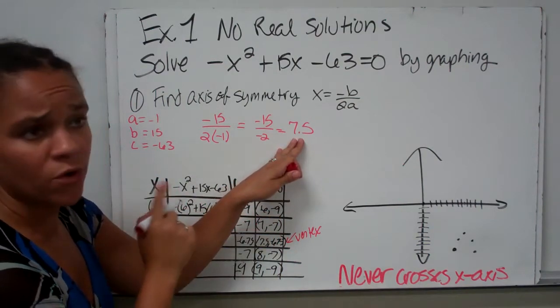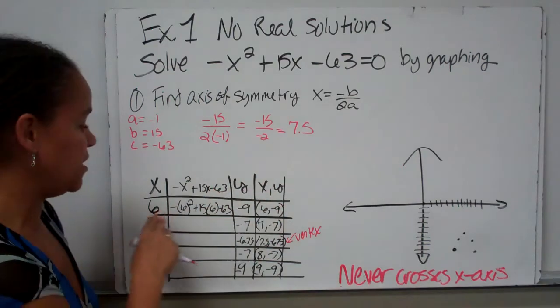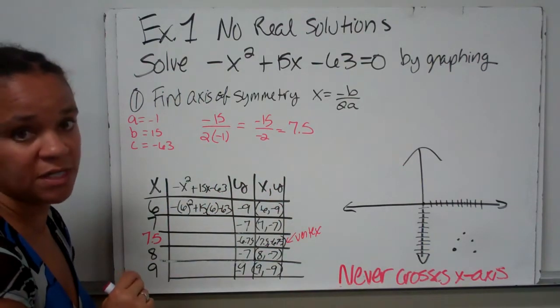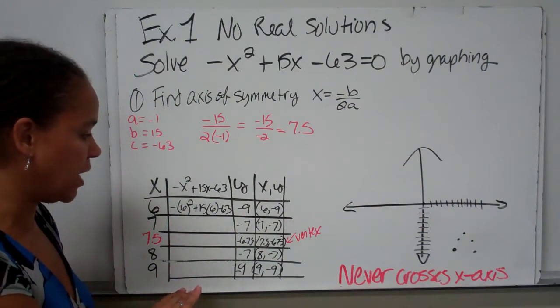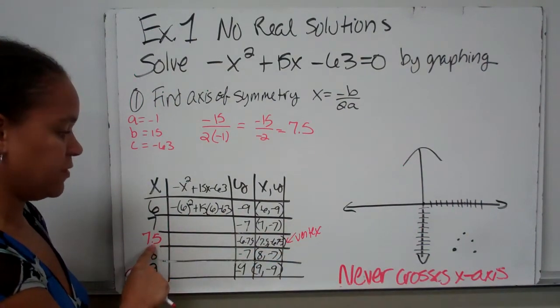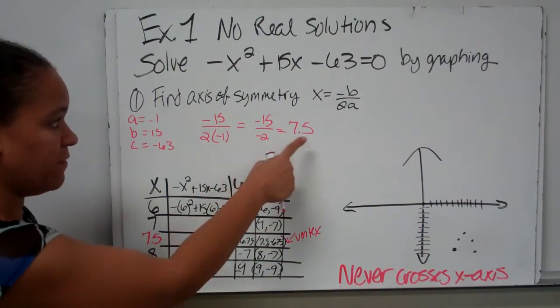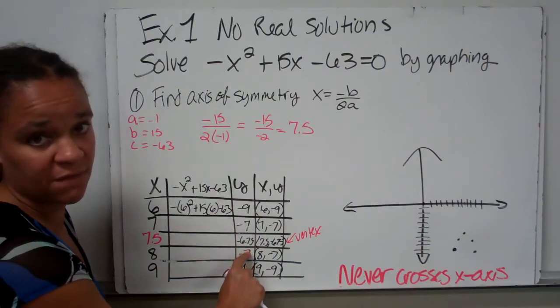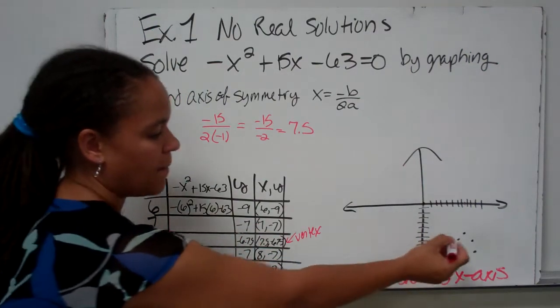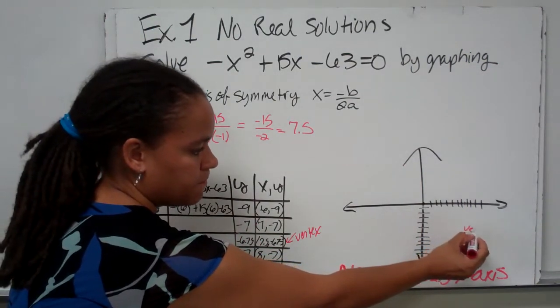And if you remember from before, the reason we want to find this first is so we can get an idea of what numbers we should choose for our table. Now I'm going to let you finish this table on your own because we've done some like this already. But what you'll notice I've put in is the vertex. So the x value is 7.5, which I got from here. And if you plug that in, you'll get negative 6.75, and that's my vertex. I've graphed it here.